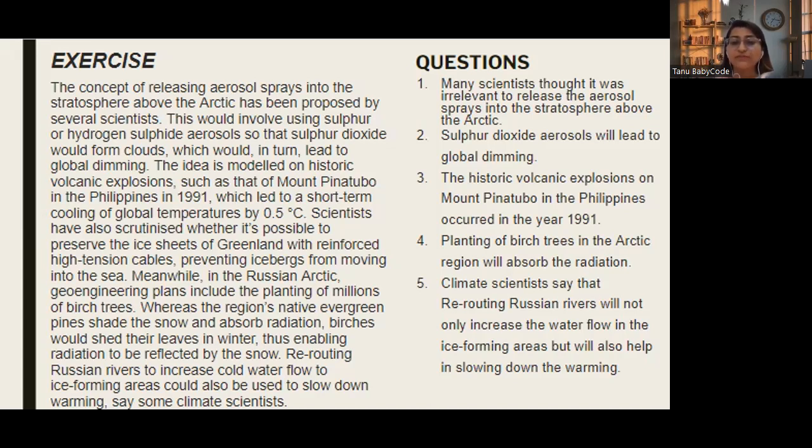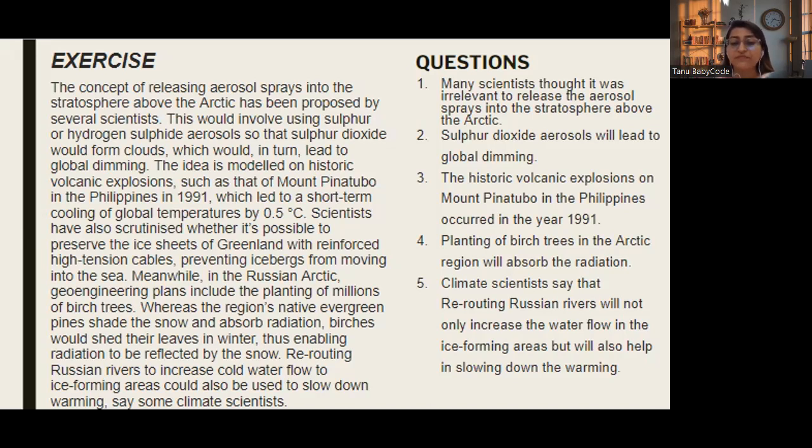Okay. Fourth one, planting of birch trees in the Arctic region will absorb the radiation. Now see, meanwhile, in the Russian Arctic, geoengineering plans include planting of millions of birch trees, but it is not mentioned in the passage anywhere that planting of birch trees will absorb the radiation. So it is not given.